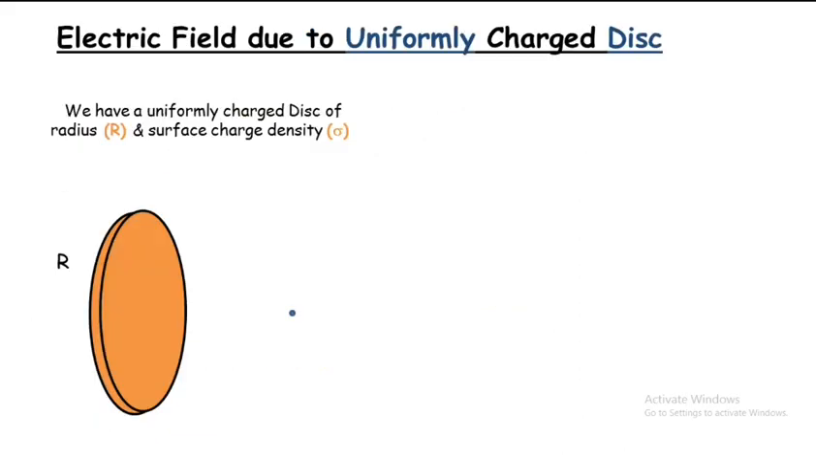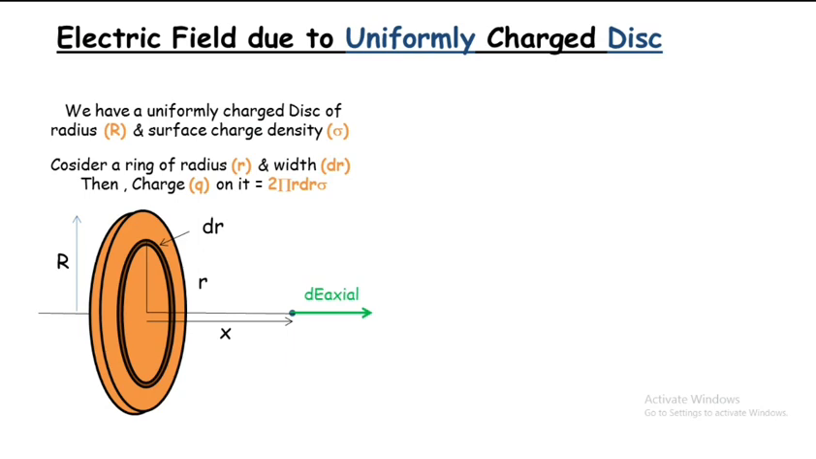Now, this is our uniformly charged disk having radius r and surface charge density sigma. This is the point where we have to find electric field due to this disk. In this case, we have chosen a ring of radius r as our differential element, instead of a small element of length dr as in our previous lecture. We have chosen a ring of radius r with width dr as a differential element. The radius of this ring varies from 0 to R to complete this whole disk.